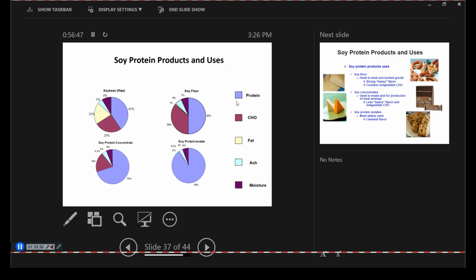Very quickly, these are the different soy protein ingredients in the market. We have soy flour, soy protein concentrate, soy protein isolate, and this is how they differ in their composition. Soybean is really high in protein. Once we defat, remove the fat, the fat now is less than 1%. Obviously, we increase all the other components, but specifically soy protein becomes about 50% protein.